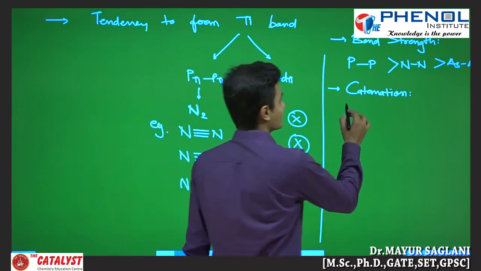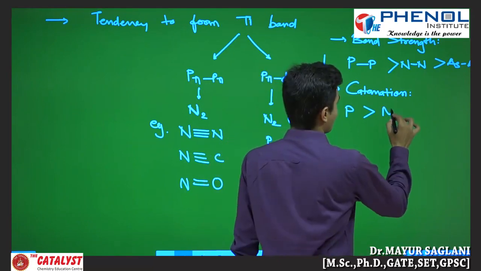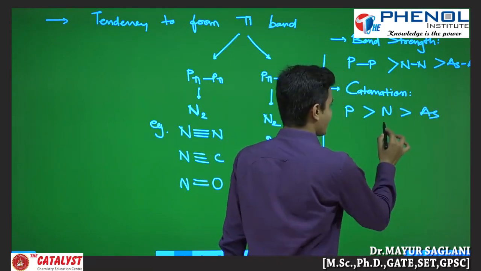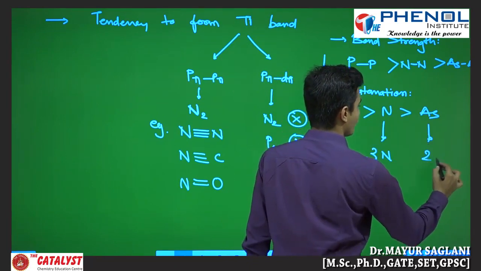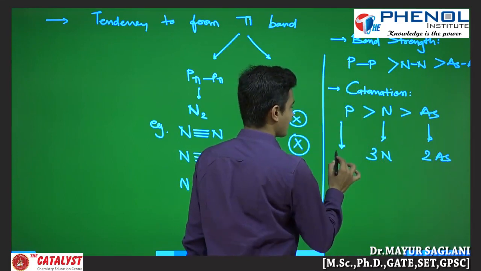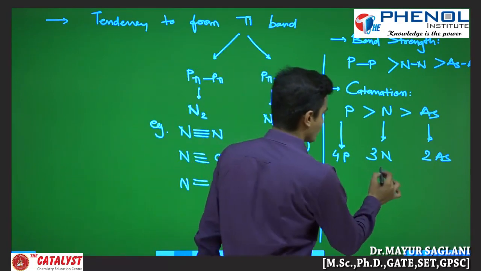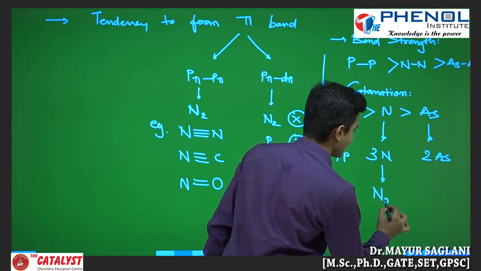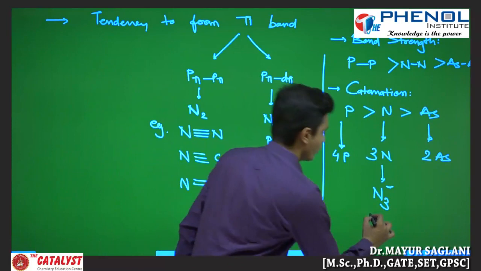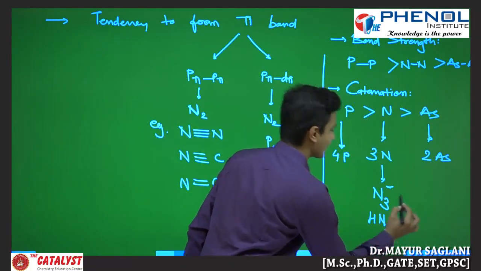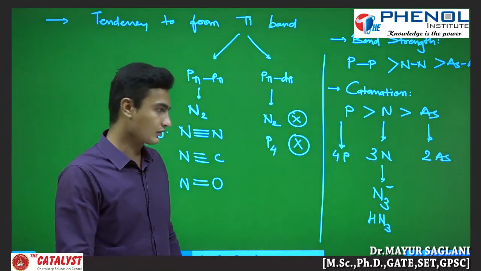Okay, fine. So catenation, if you see, phosphorus shows a much greater catenation property than nitrogen and then arsenic. Nitrogen can form up to 3 nitrogen atoms. Fine. Arsenic can form 2 arsenic atoms together, and phosphorus can bind more than 4 phosphorus atoms. Fine. If you see 3 nitrogen atoms, then the example is the azide ion, N3 minus ion, in which 3 nitrogen atoms are together, or you can write HN3, hydrazoic acid, which you have studied in the Schmidt reaction. Is it or not? Fine.